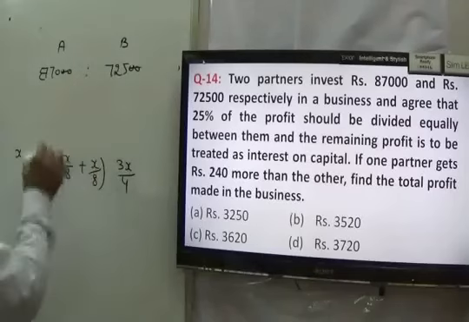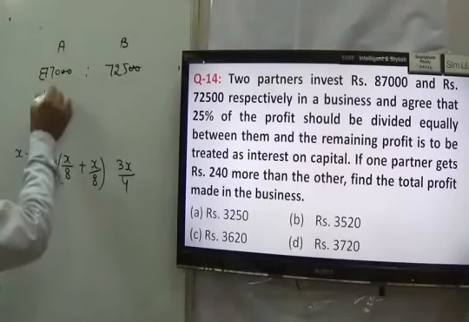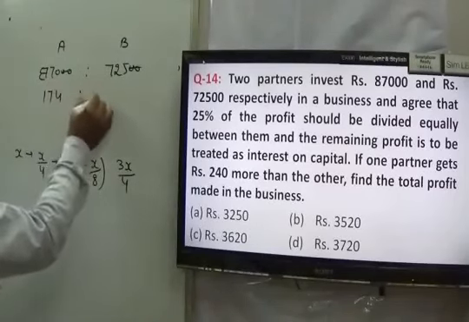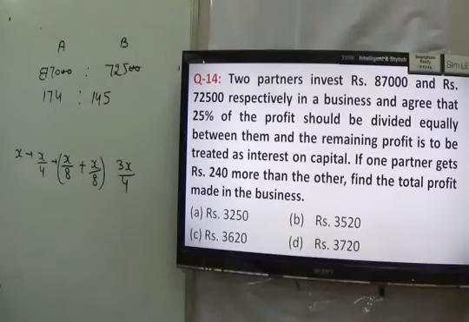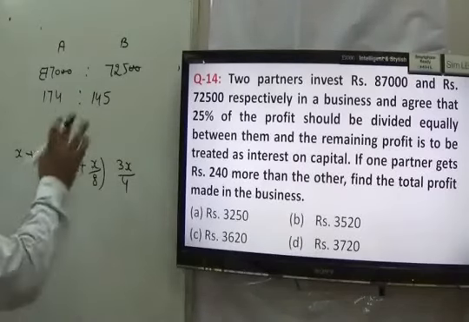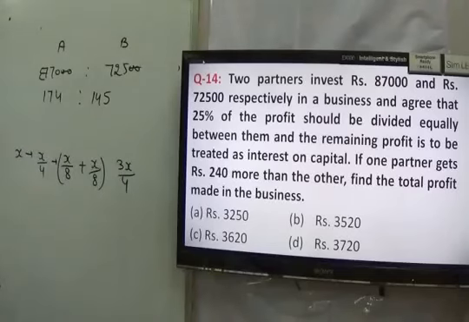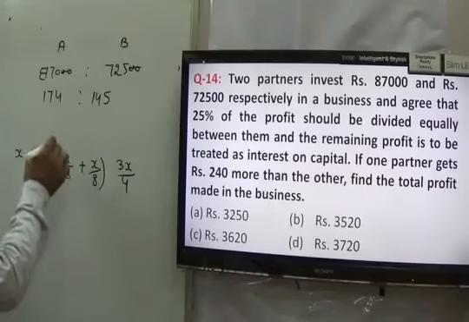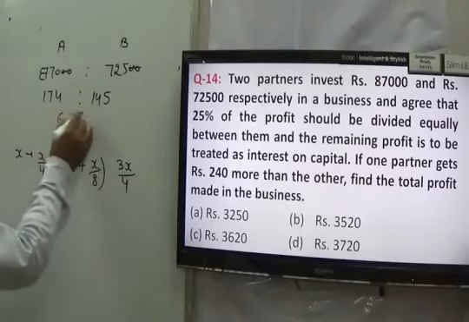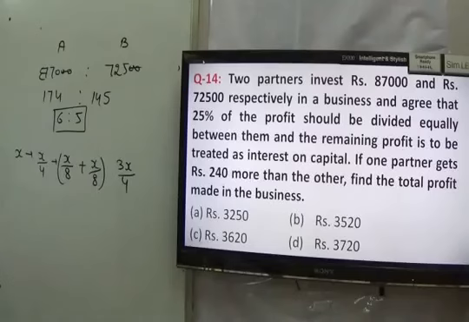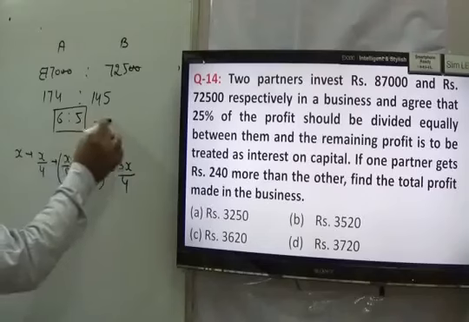So first of all we have to find the ratio. We cancel it by 5, it becomes 1785 : 1450, that is 174 : 145. Now it is the ratio. Or we may try further: we can cancel both by 29, so that would be taken as 6 : 5. Now it is given that one partner gets 240 more than the other. It means whatever is left, one partner gets 240 more than the other.